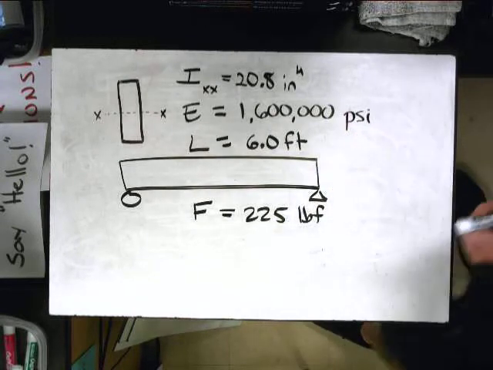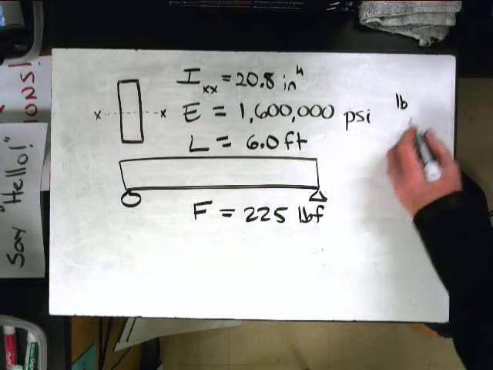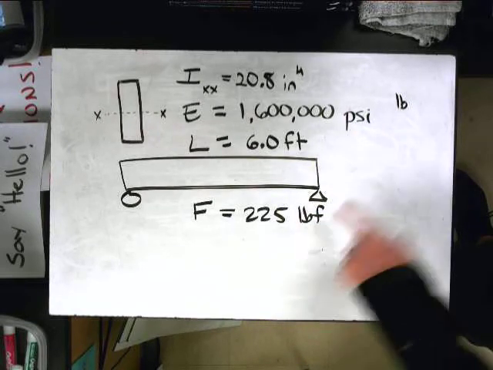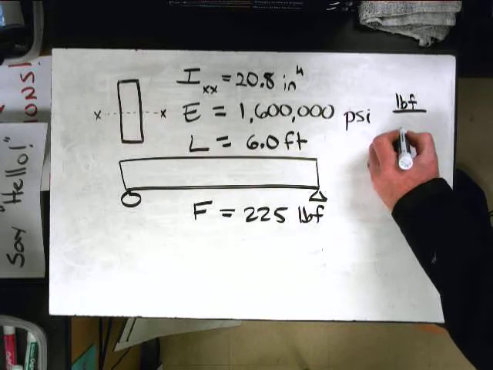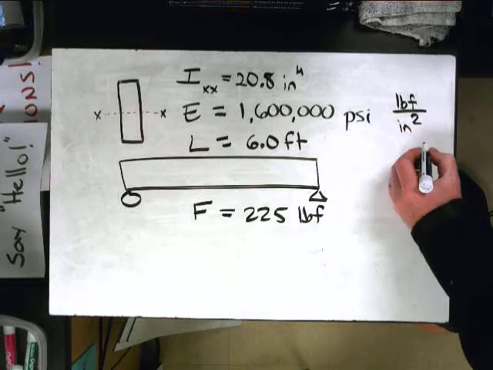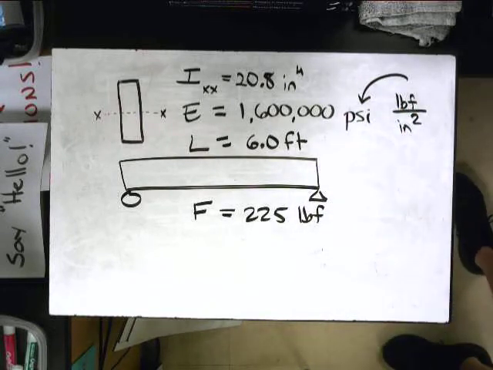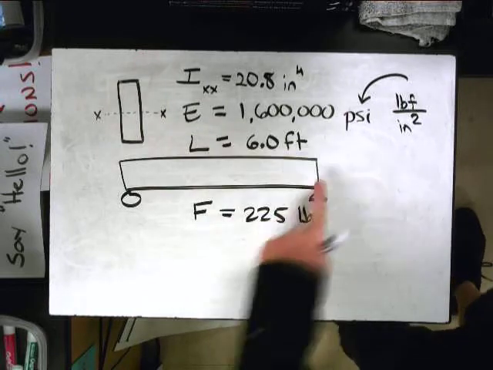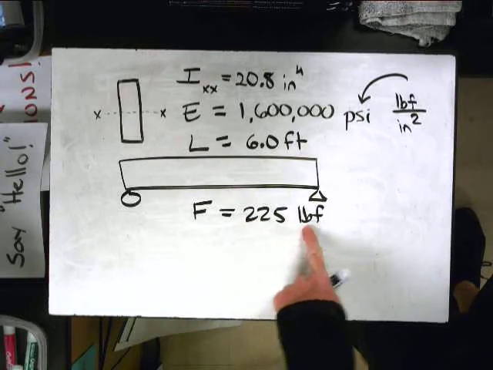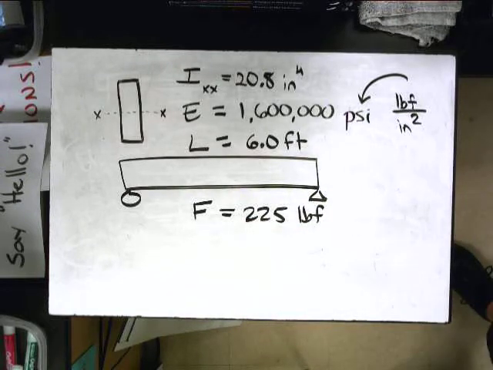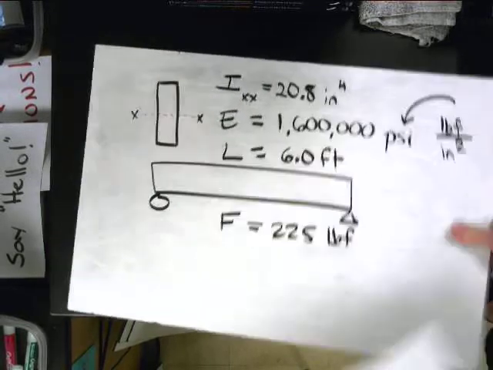And so I can actually rewrite that unit as pounds, and to jive with this, pounds force per square inch, so inch squared. Same thing. The length of the beam is 6 feet, and the force we are applying is going to be 225 pounds of force. So using this information, let's go through the calculation.